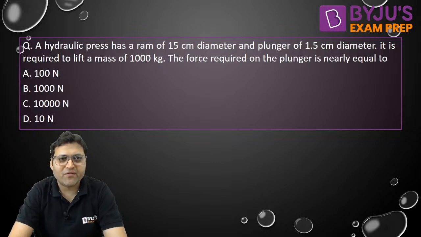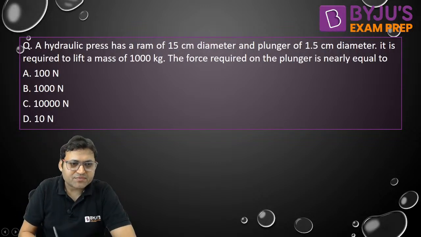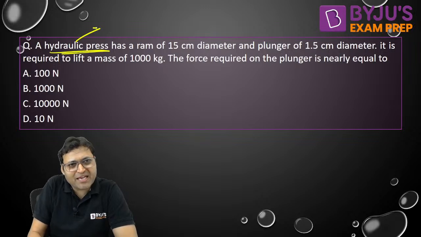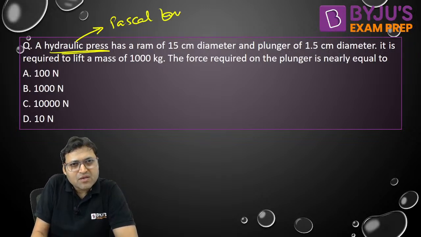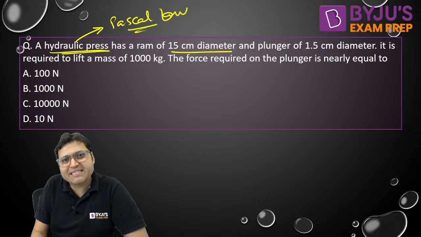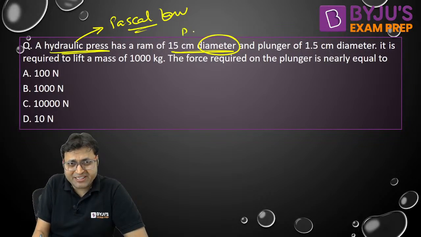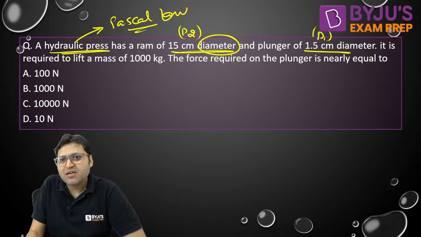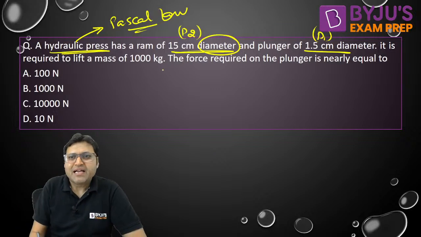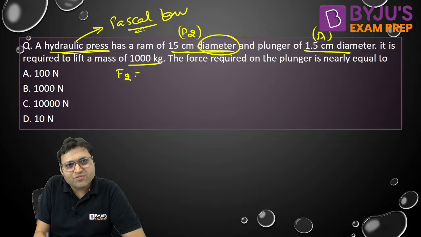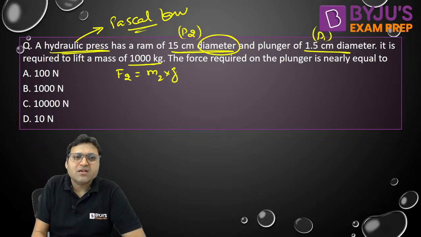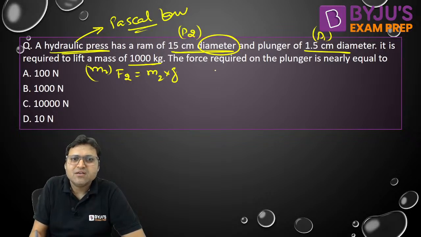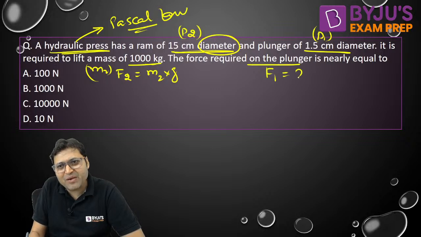Now there is a question waiting for you. Try to solve this question. A hydraulic press, which is based on Pascal's law, has a ram of 15 centimeter diameter. Diameter is given. It means D2 is given. And a plunger of 1.5 centimeter diameter. D1 is given as 1.5 centimeter. Now it is required to lift a mass of 1000 kg. So this is F2, that is M2 into G. M2 is 1000 kg. The force required on the plunger, F1, will be how much?